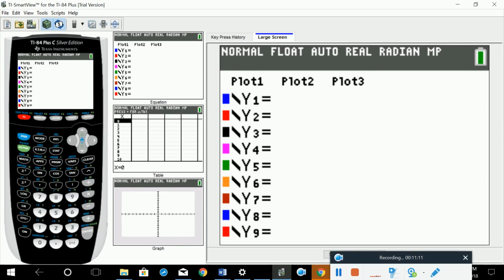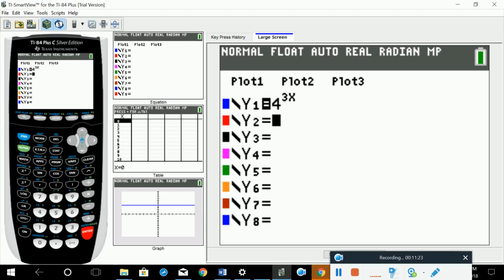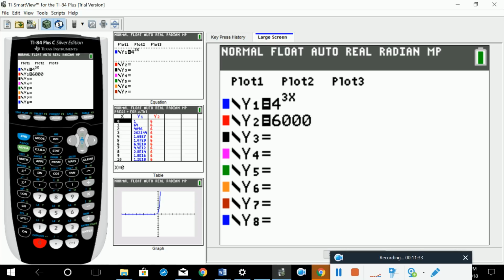Let's go to y equals, and I'm going to put 4 to the power of 3x. Okay, and then hit enter. And under y2, I'm going to put 6,000. Now, if I graph this right now, I'm looking for where y is 6,000. My standard viewing window only goes -10 to 10 on the x and -10 to 10 on the y. So I need to change my viewing window to make it appropriate. I'm just going to hit window.